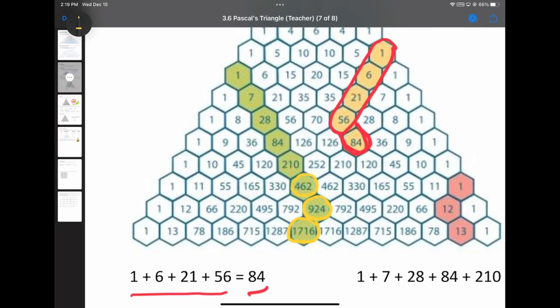330 is not in the stick, but it is made up of 210 plus 110, 120. 120 was made up of 84 plus 36. 36 was made up of 28 plus 8. 8 was made up of 7 plus 1. And 1 was made up of 1 plus nothing. So it actually works out rather nicely that everything in the stick will equal the diagonal stick blade.